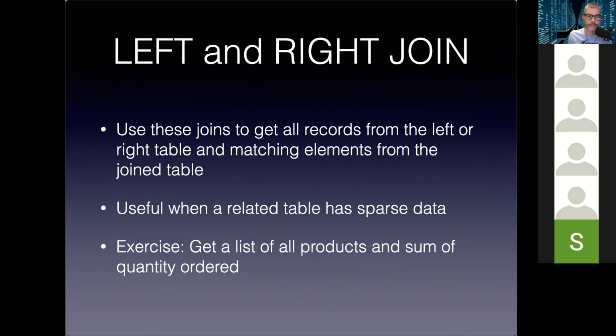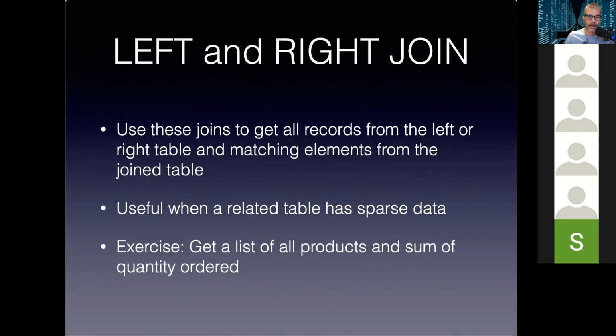even if there is no matching data in the table that you're joining to. So the example that I've given here is we might want to list all of our products and find out how much has been ordered of that particular product. But we might have a new product that has never ever been ordered, in which case an inner join would not return that row to us.